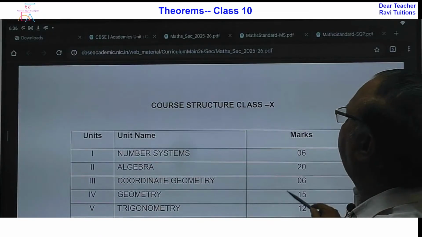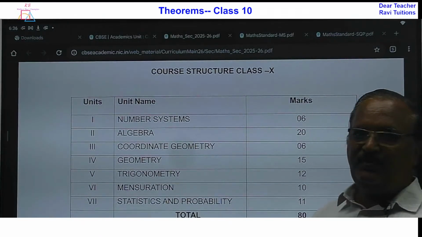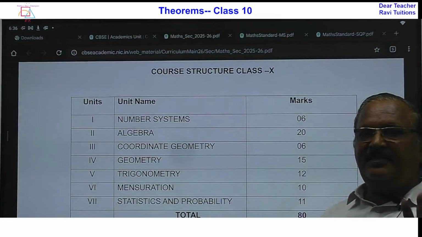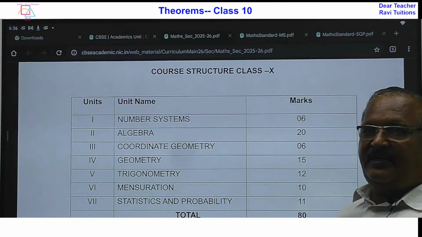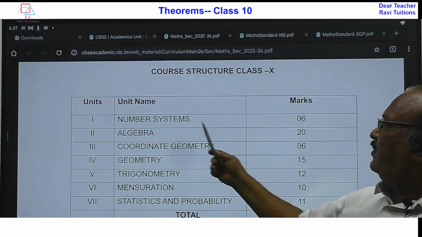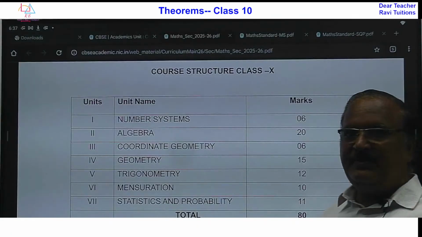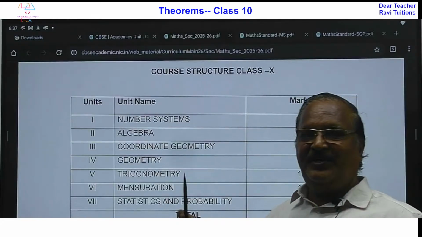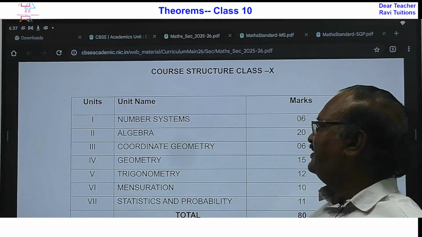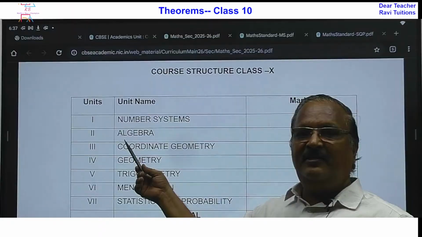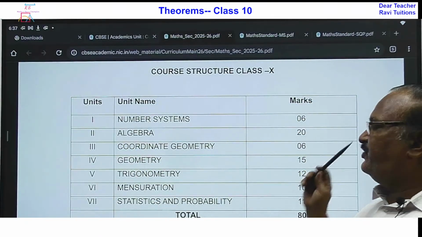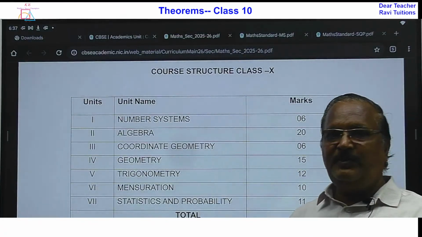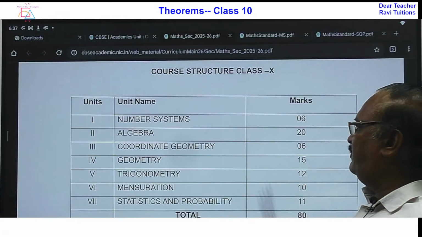Now 10th class course structure. You just see here: number systems, 6 marks. Number systems will have 6 marks in any class; CBSE will follow that. Algebra, 20 marks. So you should know the algebra chapters: polynomials, quadratic equations, arithmetic progressions, all those come under algebra. Altogether, there are 20 marks. Coordinate geometry, 6 marks. That means only one chapter, 6 marks.